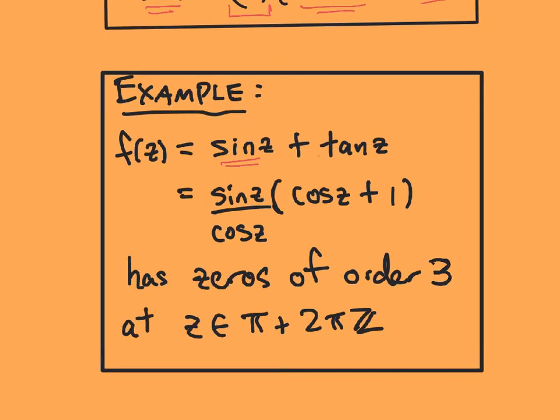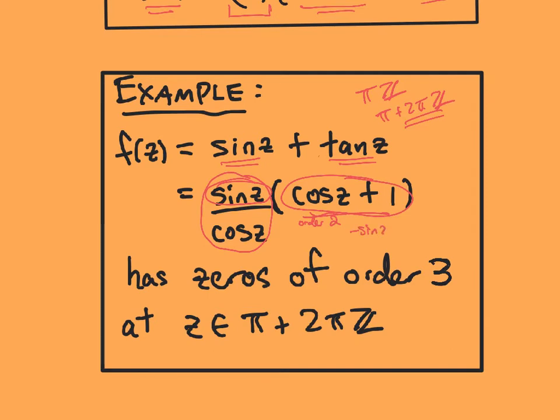Well, sine times tangent does have some zeros of higher order. The reason is that it factors into sine squared on top and cosine plus 1. And again, sine of z had simple zeros at pi times the integers, while cosine plus 1 has zeros at pi plus 2 pi times integers. But this has zeros of order 2 on this set, because, let's see, if we take the first derivative, we get minus sine, which vanishes on multiples of pi.